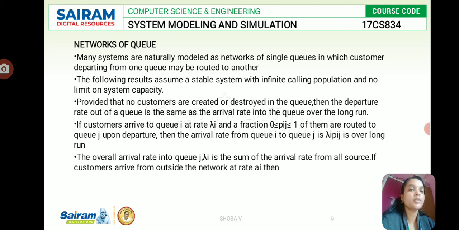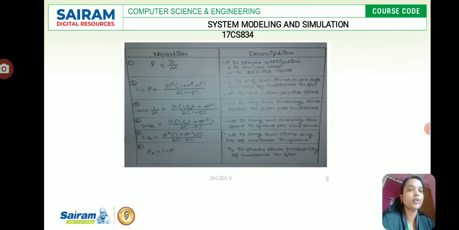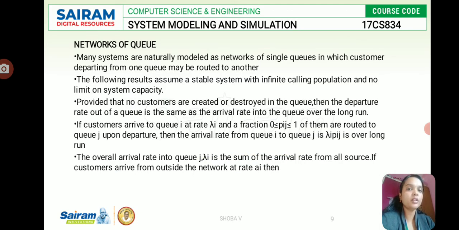Provided that no customers are created or destroyed in the queue, the departure rate of a queue is the same as the arrival rate into the queue over the long run. So if you want to go for a long run, you can use this formula: L is equal to P plus P squared of 1 plus sigma squared mu squared, divided by 2 into 1 minus P. If customers arrive at queue i at rate lambda i, and a fraction from 0 to 1 are routed to queue j upon departure, then the arrival rate from Qi to Qj is over the long run.